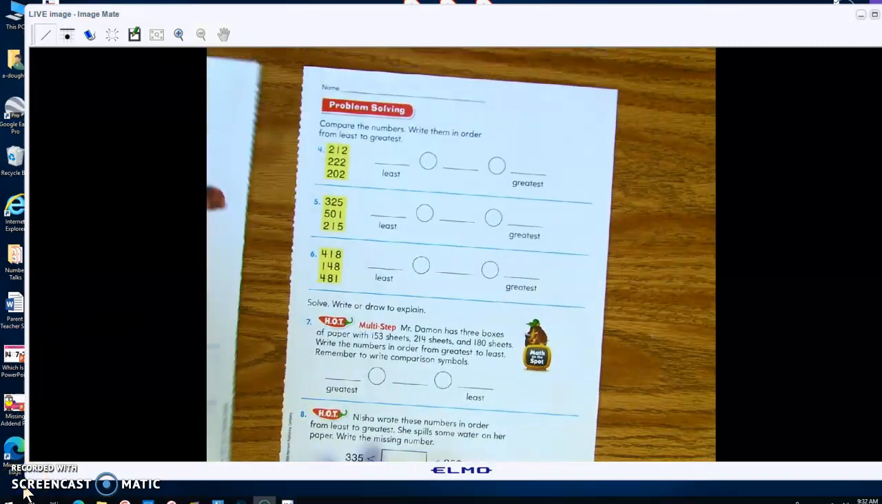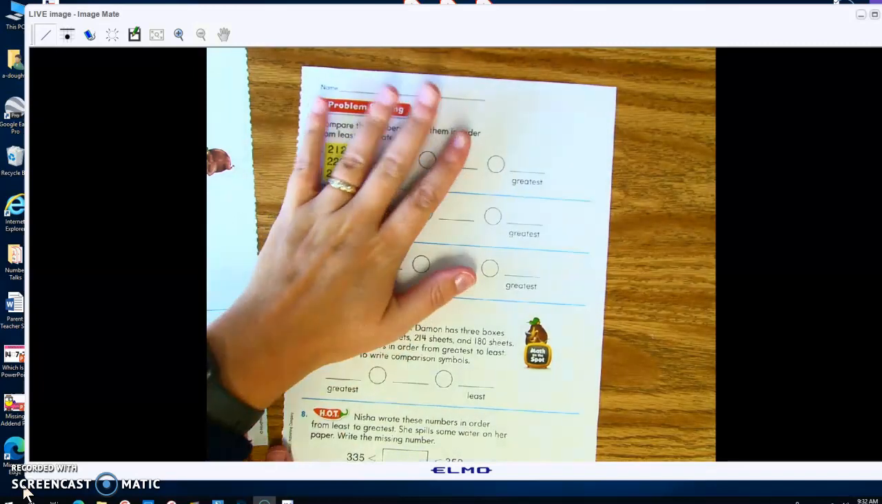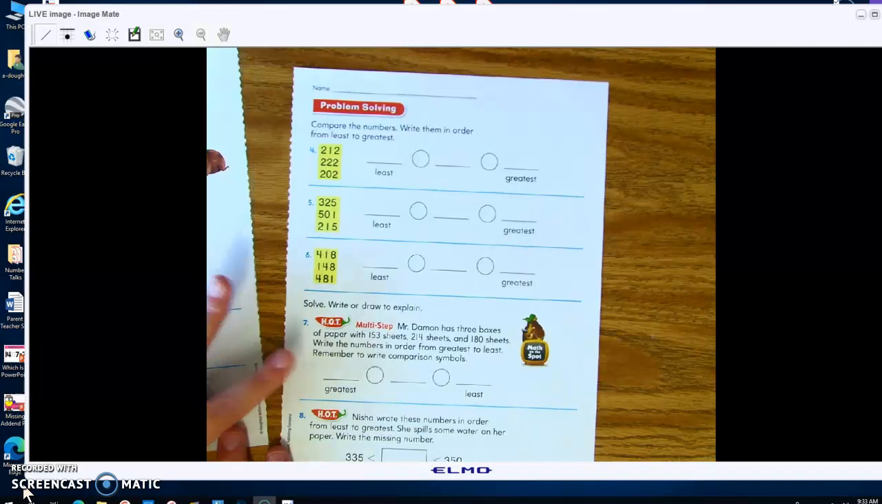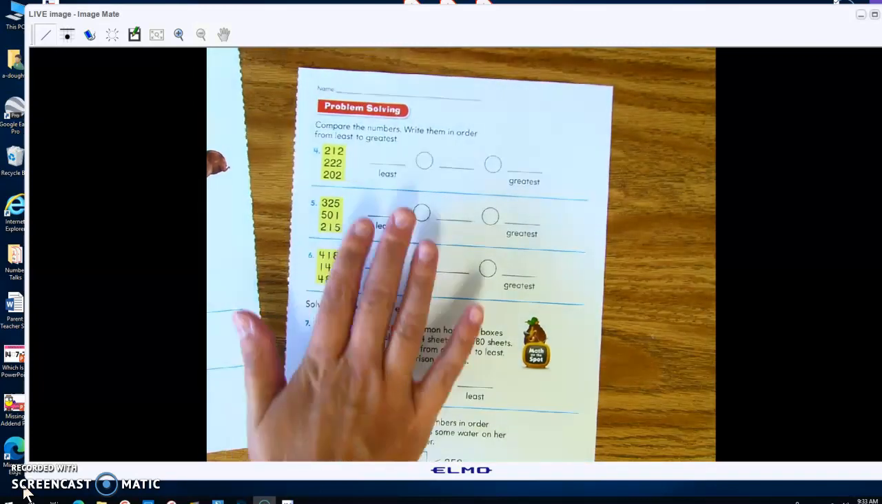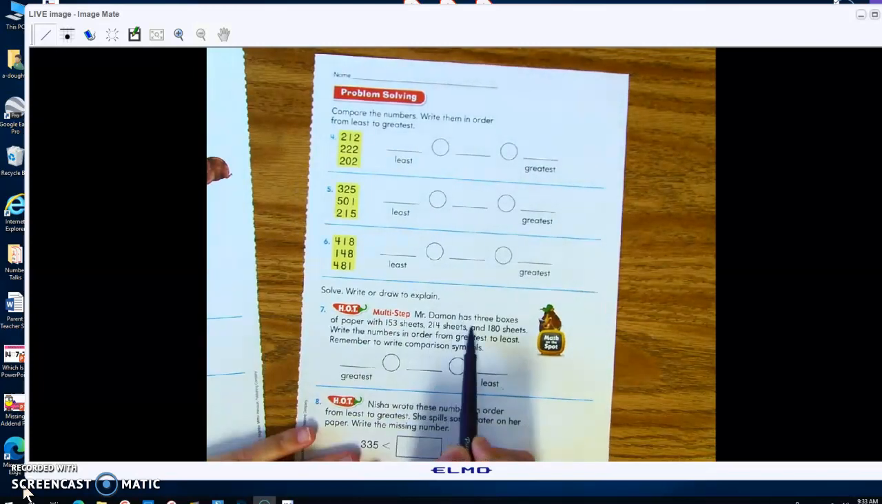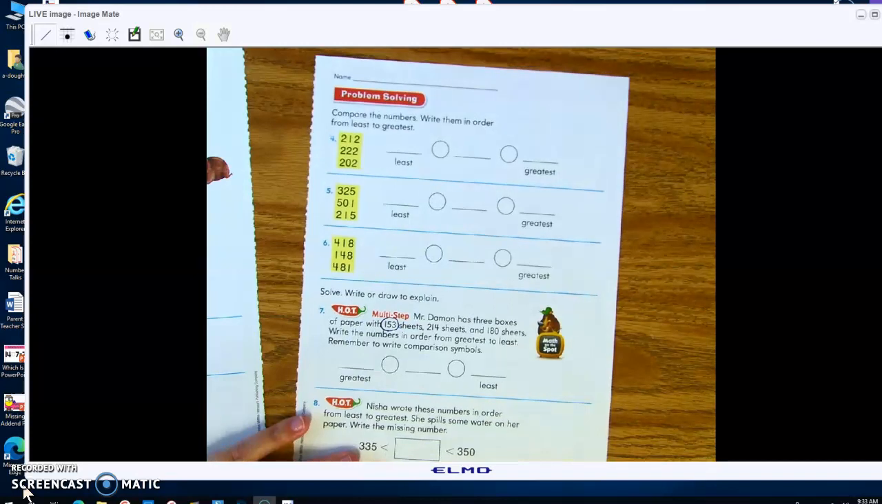Okay, some of you have already started on 4, 5, and 6. We're going to stop those right now, so don't finish them. We're going to all go to 7. So everybody go to 7. And we'll come back to 4, 5, and 6 here in a minute. Okay, it's okay if you're not done. We'll come back. Okay, number 7. Mr. Damon has 3 boxes of paper with 153 sheets. Circle that number.